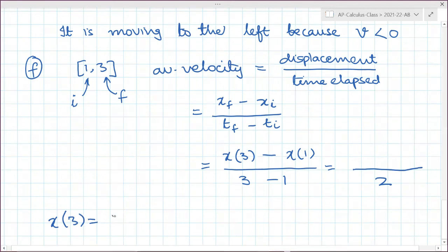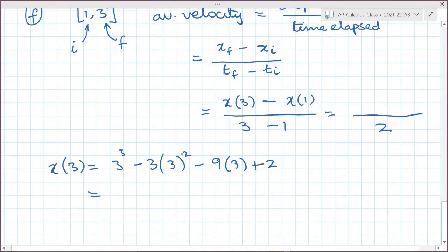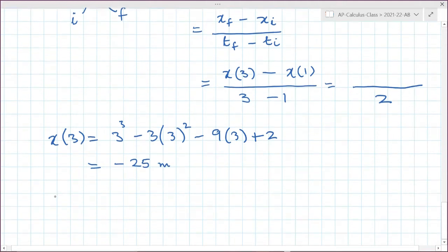So 3 cubed minus 3 times 3 squared minus 9 times 3 plus 2. This 3 cubed, this is also 3 cubed, right? So this is 0 minus 27 plus 2. So negative 25 meters. And what is x of 1?